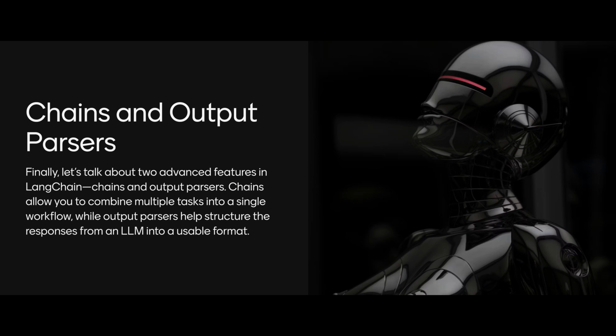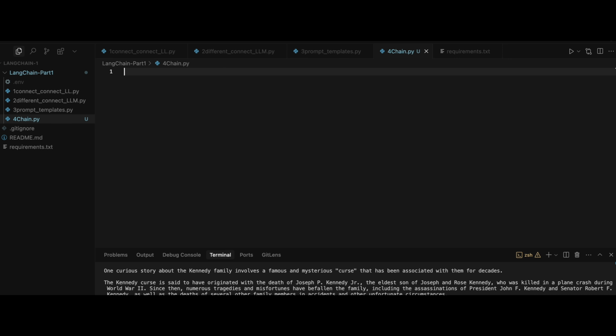Next, what is an output parser? An output parser helps to structure the response from the LLM into a usable format like JSON or key-value pairs, so they can be processed further in the application. Let's see the chain and output parser in a code example. We'll see the chain examples with the code example.